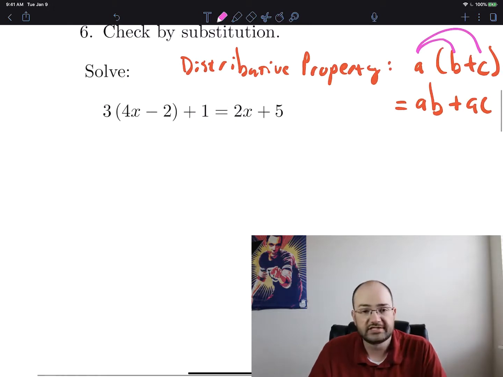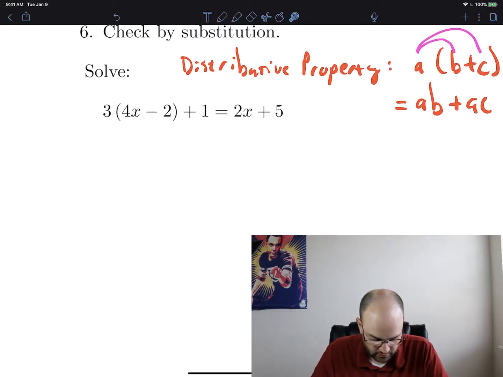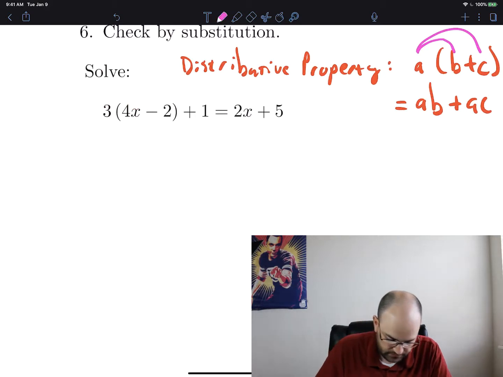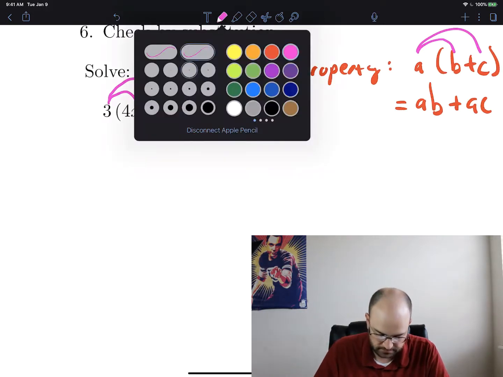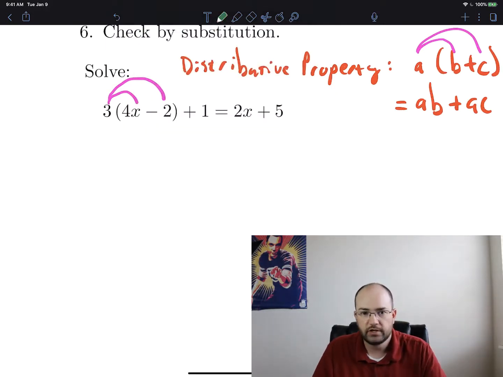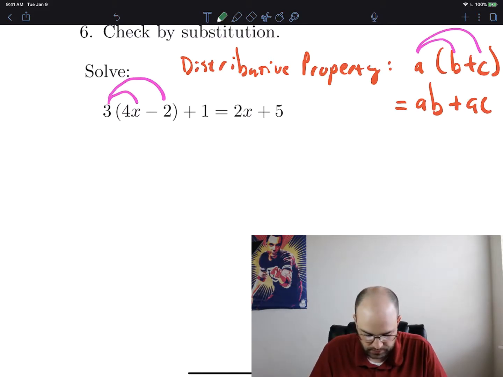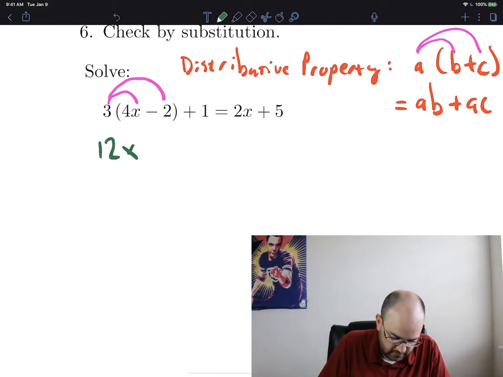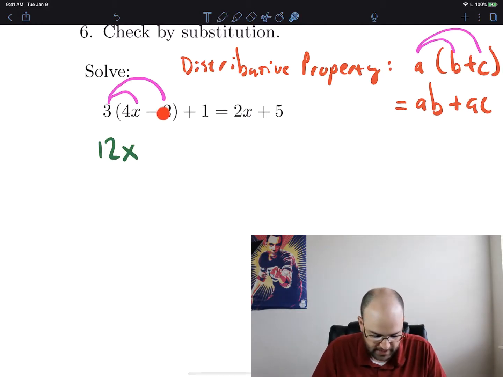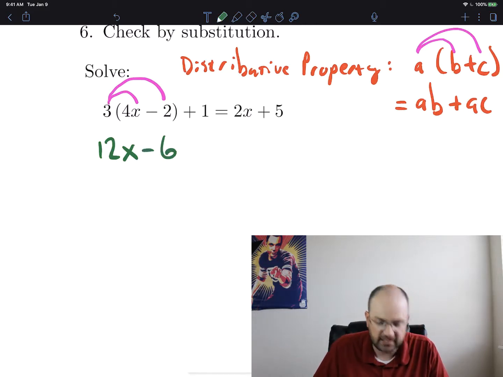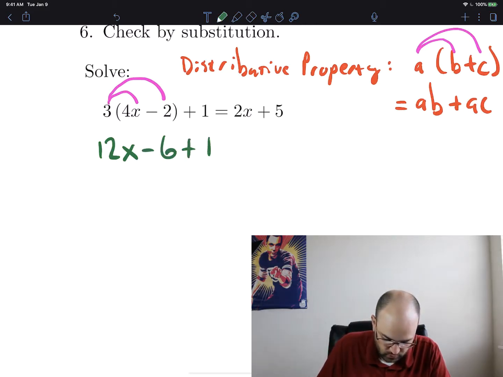Okay, with this in mind, looking at this, notice that we need to go ahead and distribute the 3 to both the 4x and the negative 2 using multiplication. So 3 times 4x. Well, when we're multiplying polynomials, we need to make sure that we multiply the coefficients. So coefficients are just the constants. So 3 times 4 is 12, and we're left with 12x. And then we have a minus 2 here, so 3 times negative 2 is negative 6. And then plus 1 equals 2x plus 5.